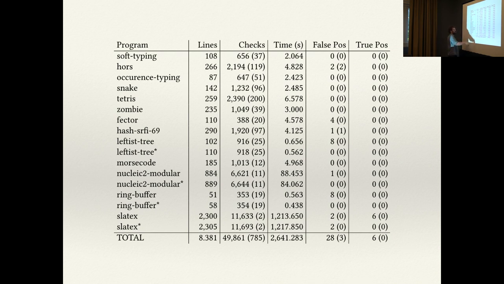Because we're in a language like Scheme, the language itself is inserting a bunch of runtime checks. So the two numbers here are the total number of checks that are inserted in your program, and then in parentheses are the user-specified properties. And we're able to verify most things. Okay, so out of all of these 50,000 or so checks, about 28 of them can't be verified here.